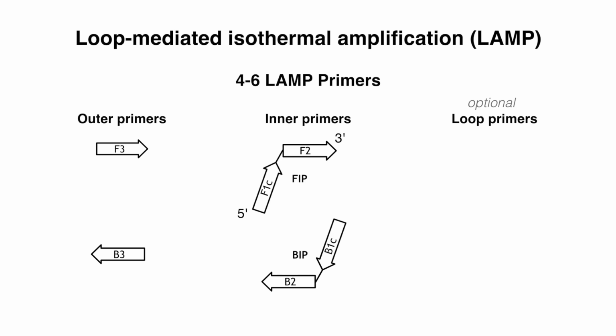Like before, we also have the backward inner primer, which respectively contains a B2 region at the 3' end and a B1C region at the 5' end. And lastly, we have the loop primers, typically a loop forward primer and also a loop backward primer.